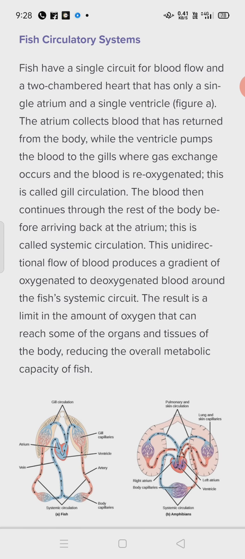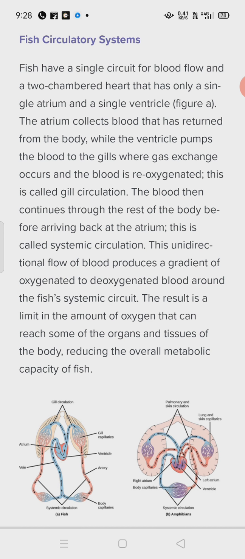So this is a bit regarding the fish heart that I told. Fish have a single circuit for blood flow and a two-chambered heart that has only one single atrium and single ventricle. The atrium collects the blood that has returned from the body, while the ventricle pumps the blood to the gills, where gas exchange occurs and the blood is reoxygenated.